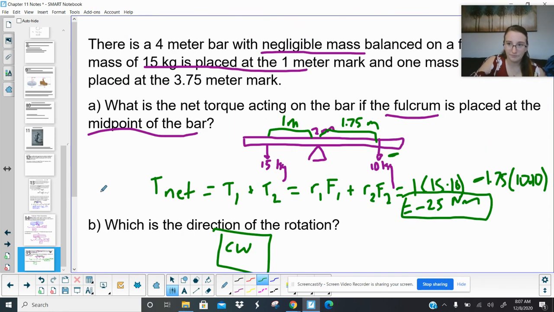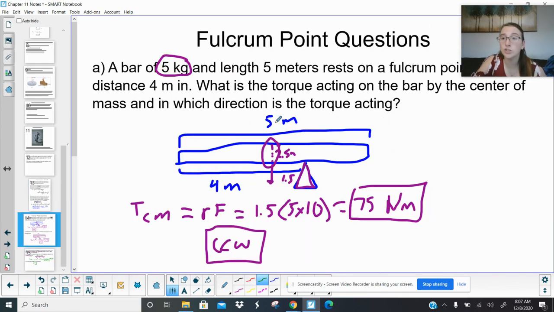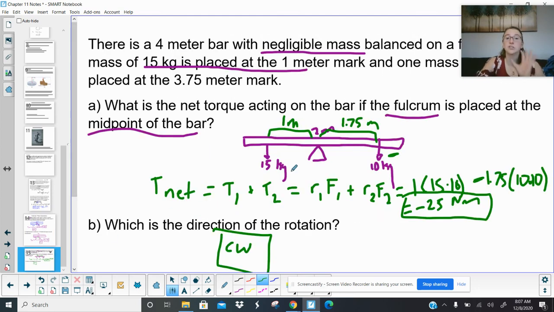Okay, so once again, in class, we're going to put all of this together. All of these concepts, adding together all these different rotational inertias, dealing with the torque of the center of mass, and dealing with the torque of these masses, get put together, and we have to try and keep it all straight.